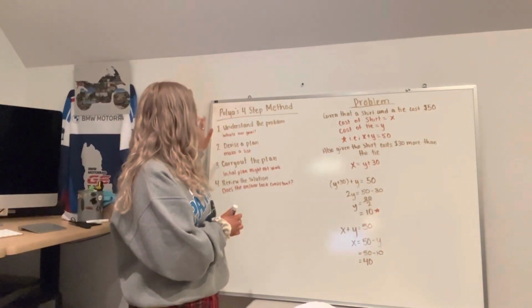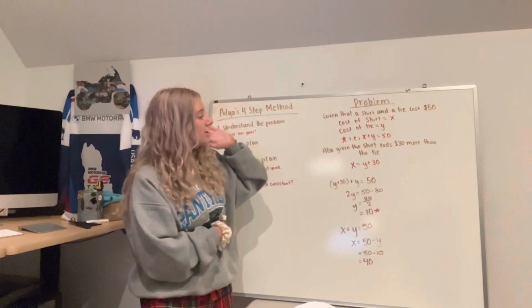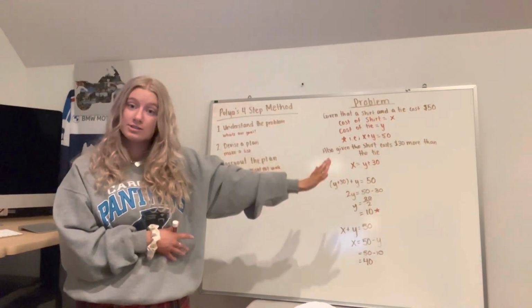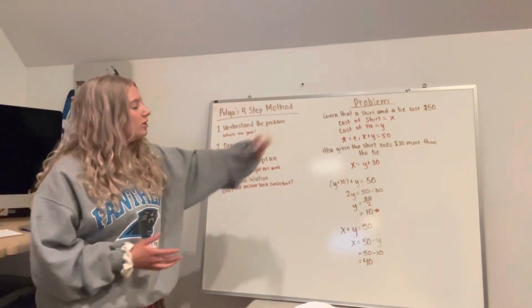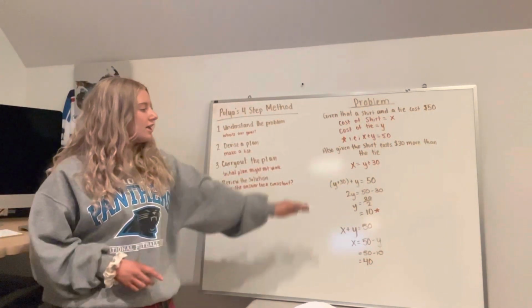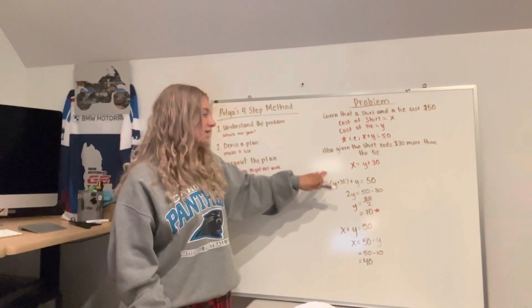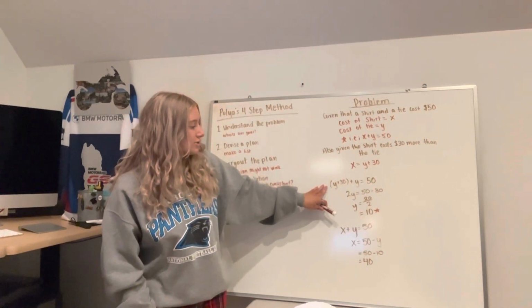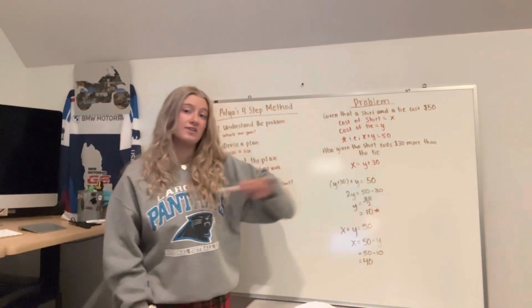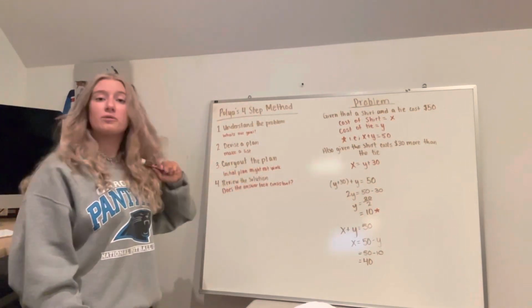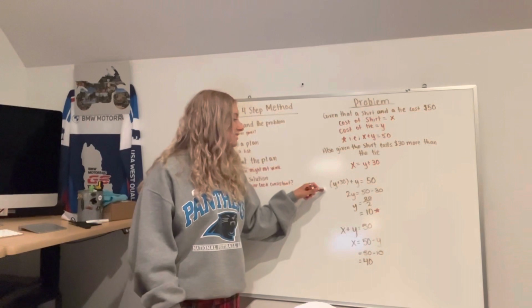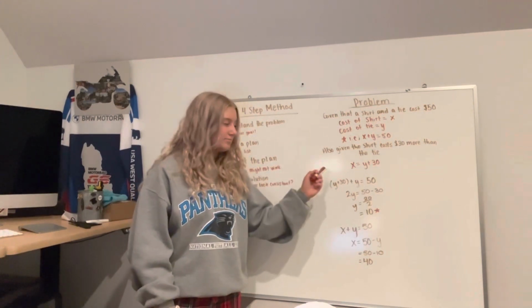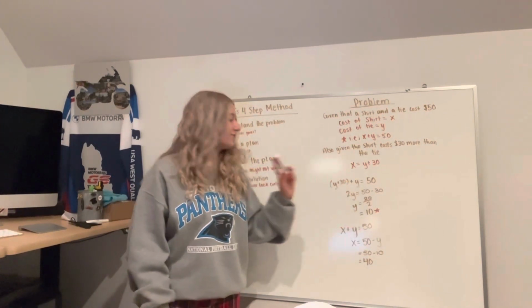So we have understood our problem. We are trying to figure out how much a shirt costs and how much a tie costs. We're going to devise a plan. We have our equations laid out here. I'm going to lay out our first equation as (y plus 30) plus y equals 50. Carry out our plan. So let's solve this. So like I just said, (y plus 30) plus y equals 50.